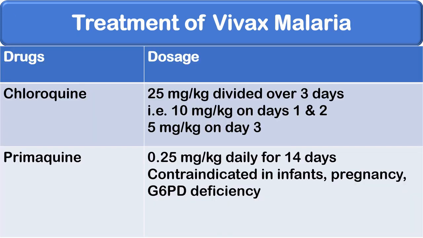Coming to the treatment part, treatment of Vivax malaria is chloroquine tablet given according to the weight over 3 days as shown in the table. In addition, primaquine is given for 14 days to kill the latent hypnozoites in the liver. Primaquine is however contraindicated in infants, pregnant females, and G6PD deficiency.